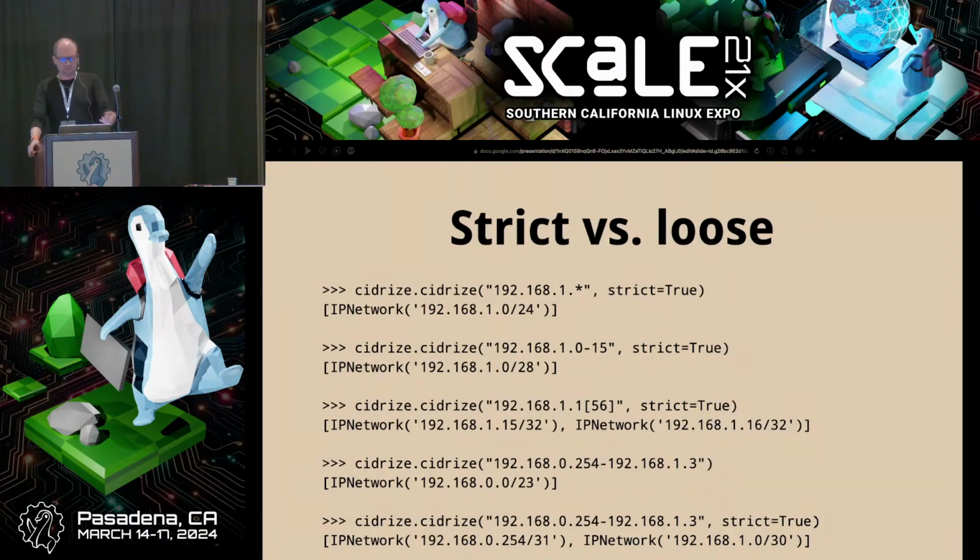And the second example is the same value, but with strict mode enabled. And you see that it gives you explicitly the smallest networks that would contain them, instead of the loose, largest aggregate network that would contain both of them.